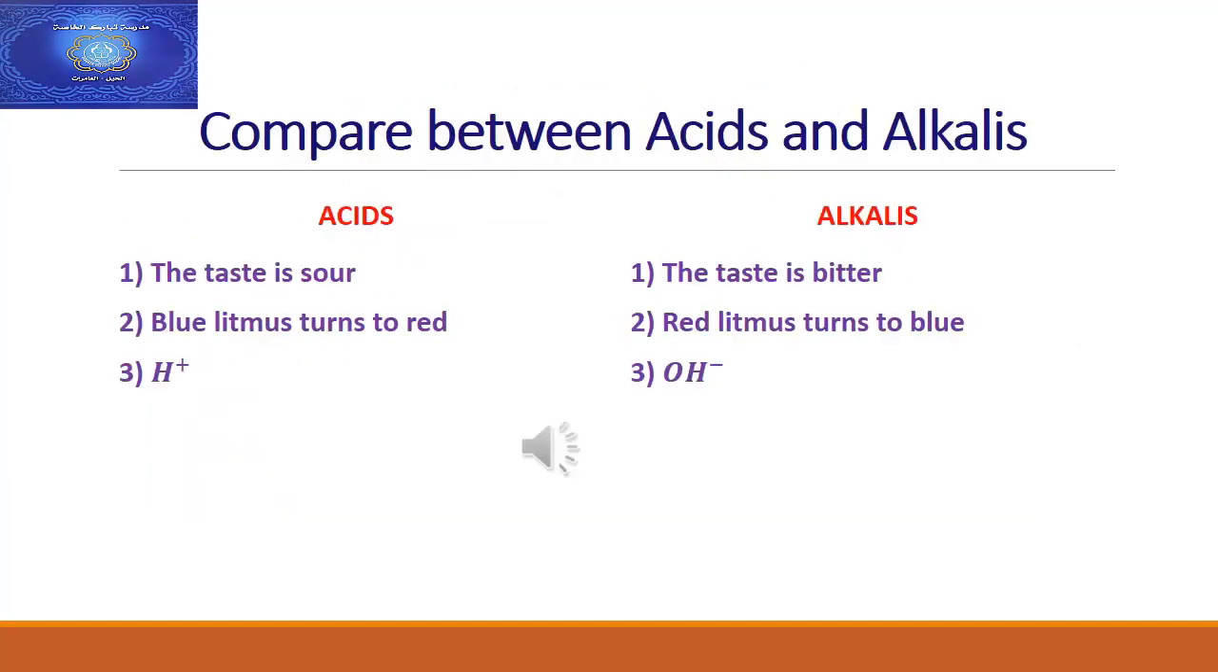Okay. Now we have to look at the main differences between alkali and acid. The table on the slide shows the main differences. The taste of acid is sour, the taste of alkali is bitter. In the case of acid, blue litmus turns red, but in the case of alkali, red litmus turns blue. Acid contains H plus, alkali contains OH minus. This last point you will study in higher classes.